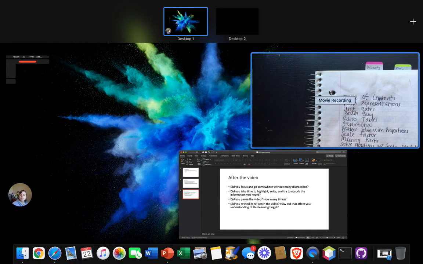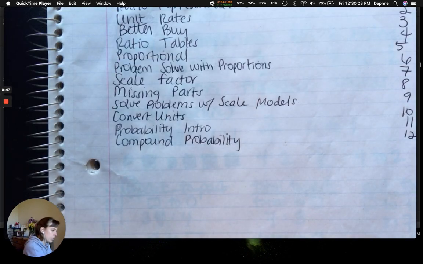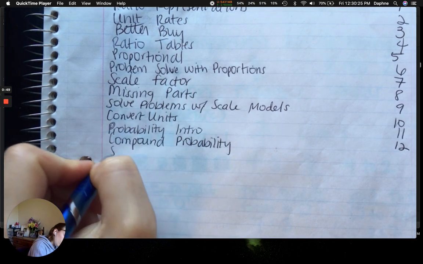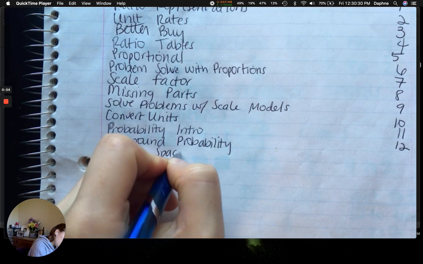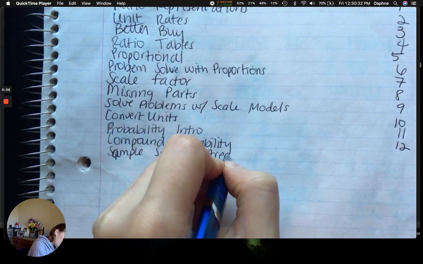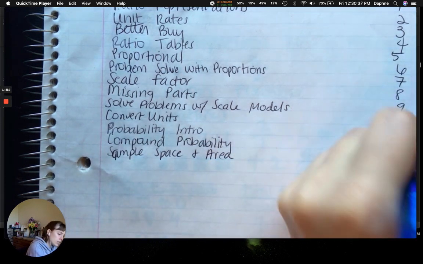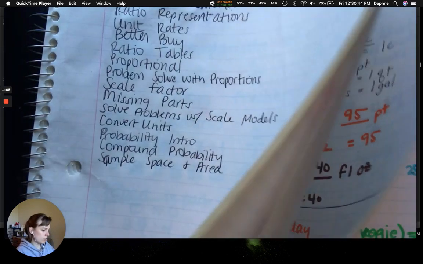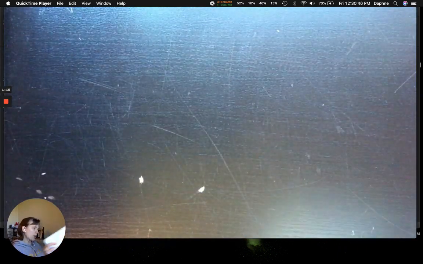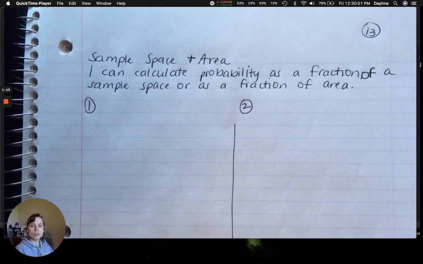All right, table of contents, which I had not added yet. Okay, so we are on sample space and area. Again, remember this is sample space and area, and this is page 13. All right, moving on to 13. Again, I've already pre-written some of it. Today's are pretty quick. Here is our learning target.